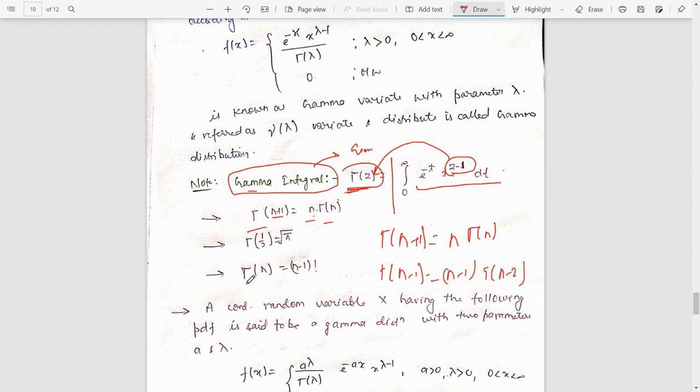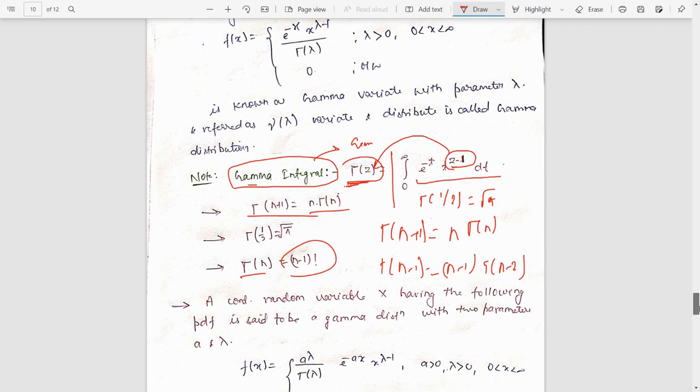Another property is that gamma n is equal to n minus 1 factorial. This property is also there. And obviously, gamma of 1 by 2, let's say you want to find the value of gamma 1 by 2, this value will be root pi. So these properties are there for the gamma integral, and they will be useful for solving questions from the gamma integral or gamma distribution. The main thing to remember: gamma n plus 1 is equal to n into gamma n, and gamma n is equal to n minus 1 factorial. These two properties will help you solve a lot of questions.